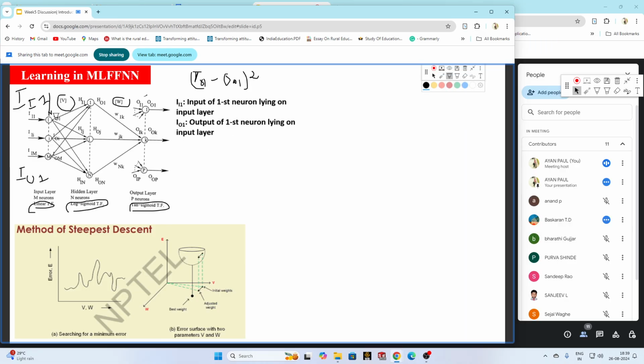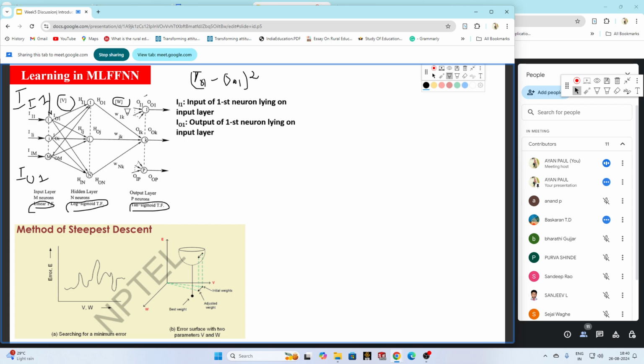V is the weight connecting your neurons from the input layer to the hidden layer. The weights connecting your hidden layer to the output layer are W. So this is V and this is W. Yes, it will be a number.